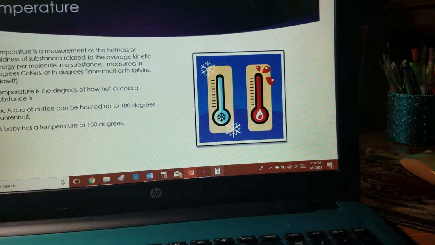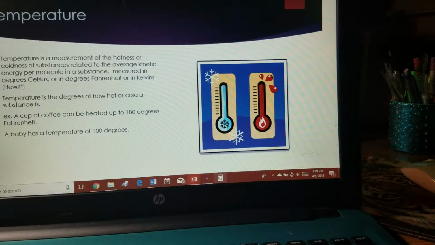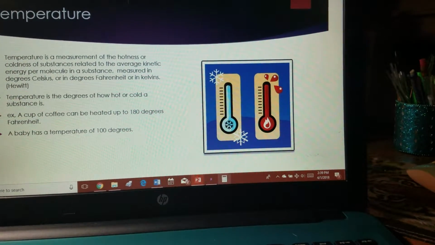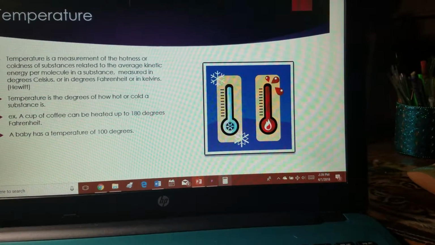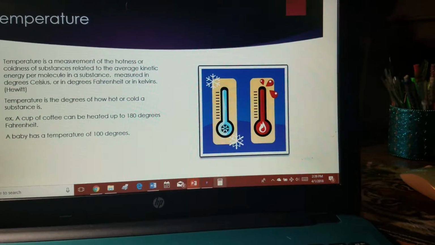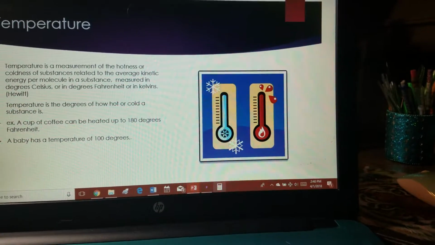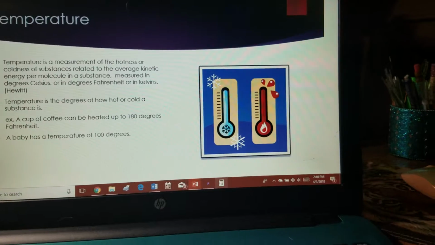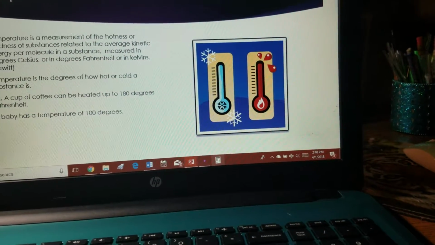And temperature. Temperature is a measurement of the hotness or coldness of a substance, related to the average kinetic energy per molecule in a substance, measured in degrees Celsius, degrees Fahrenheit, or kelvins. Temperature is the degree of how hot or cold a substance is. For example, a cup of coffee can be heated up to 100 degrees Fahrenheit, a baby's temperature can be 100 degrees Fahrenheit, or ice cream can be cold.